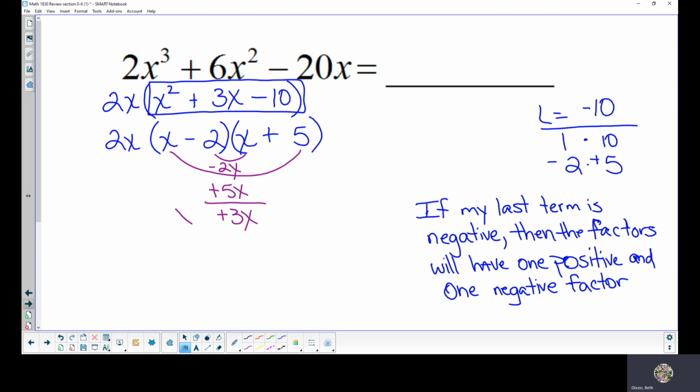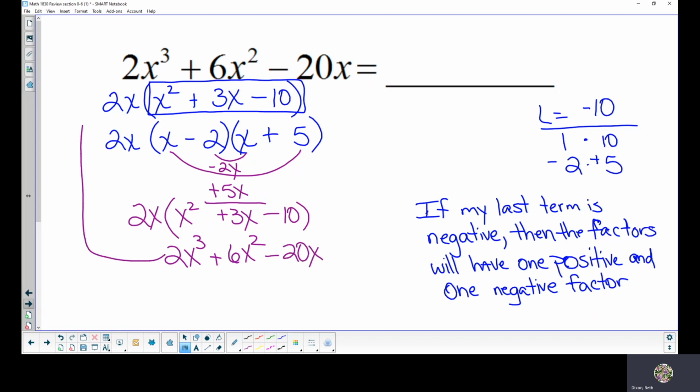x times x is x squared. Negative 2 times negative 5 is negative 10. Actually, I did do it, but I did it in a slightly different order because I know the first and last terms work. Then it gets multiplied by 2x. 2x times x squared would be 2x to the third. 2x times 6x would be plus 6x squared. 2x times negative 10 would be negative 20x. And this matches this. And so that is the correct answer.